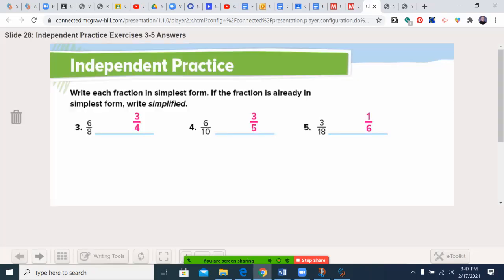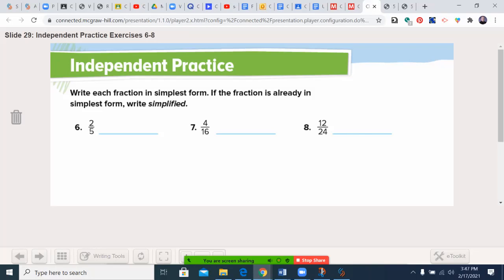Welcome back. Let's see how we did. 6/8, both can be divisible by 2. 6 divided by 2 is 3. 8 divided by 2 is 4. 6/10, I can divide both by 2, so 3/5. 3/18, 18 is divisible by 3, so I divided top and bottom by 3, and I get 1/6.